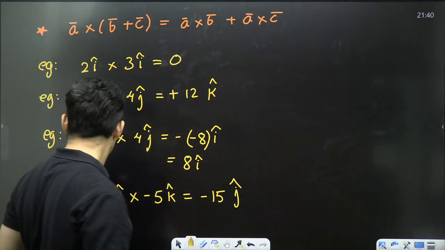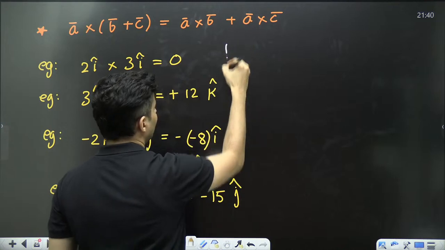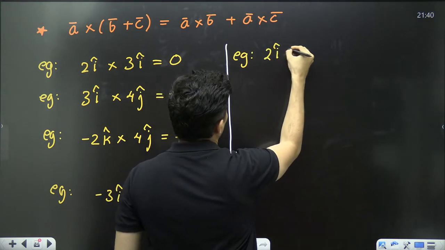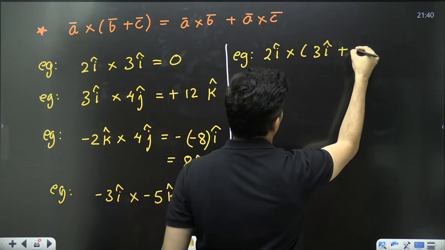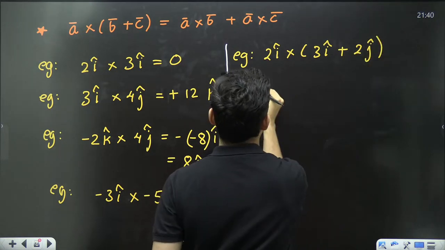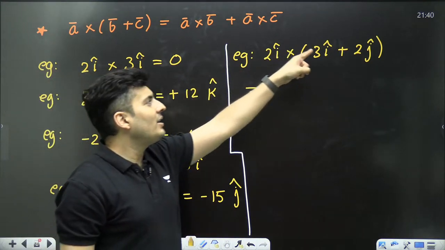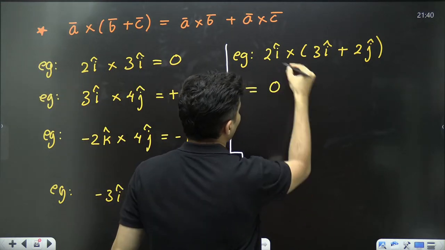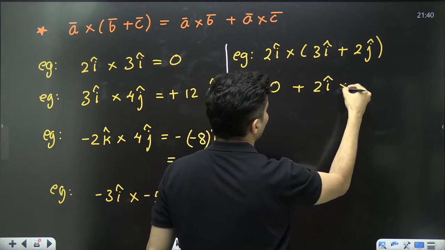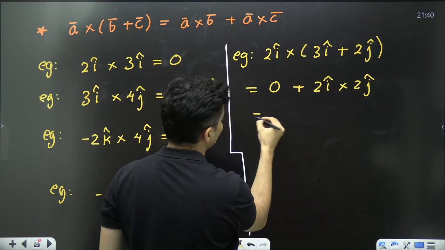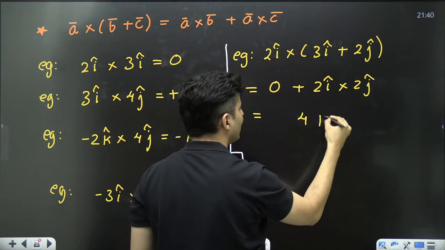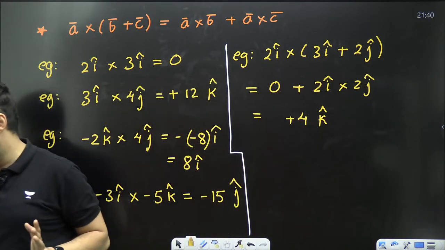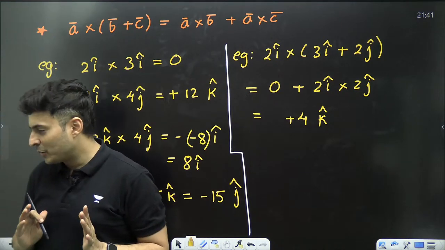Got it? Let's see if you can solve this question using distributive law. 2 I cap cross (3 I cap plus 2 J cap). Come on, my dear warriors, what is the answer for this? 2 into 3, I into I, 0. What is remaining is basically 2 I cross 2 J. I'm using distributiveness. So 2 2s are 4. I cross J, I, J, K, clockwise, so positive. So plus 4 K is the answer. Understood? Clear? No problem.